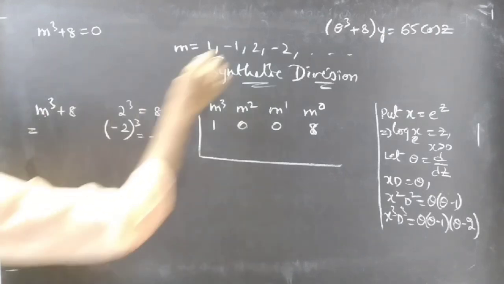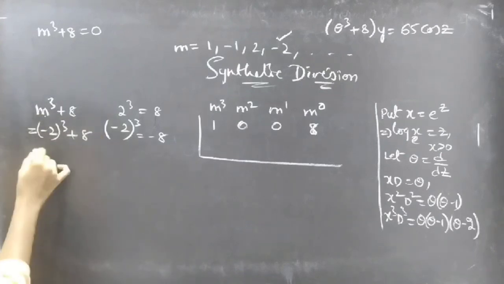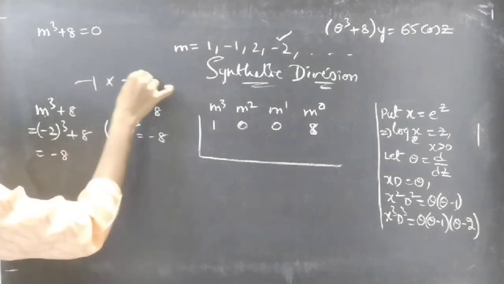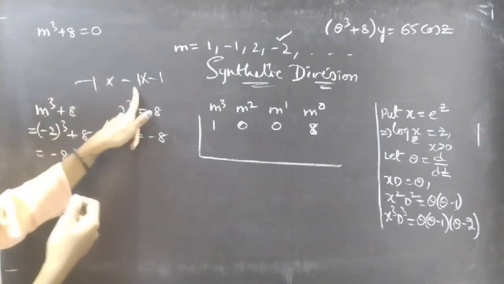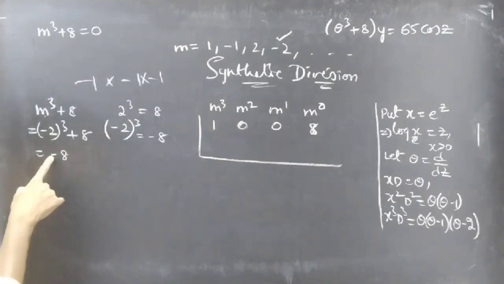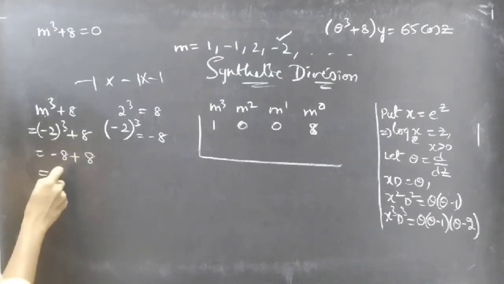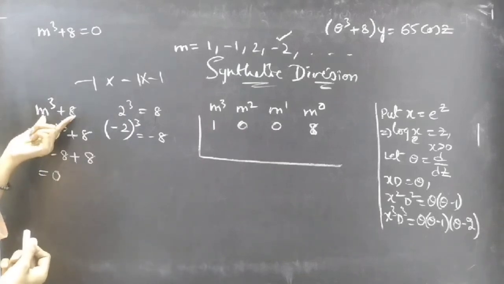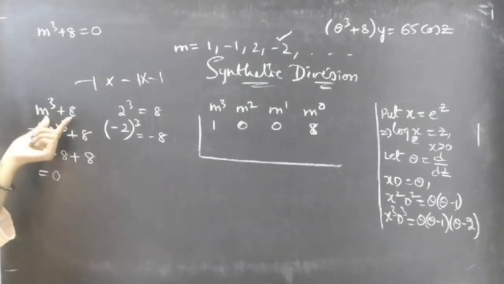If we put m = −2, we'll get (−2)³ + 8, which equals −8 + 8, because minus into minus is plus, plus into minus is minus. So (−2)³ is −8, plus 8, is 0. So for m = −2, we get m³ + 8 = 0, right? So m = −2 satisfies this polynomial.